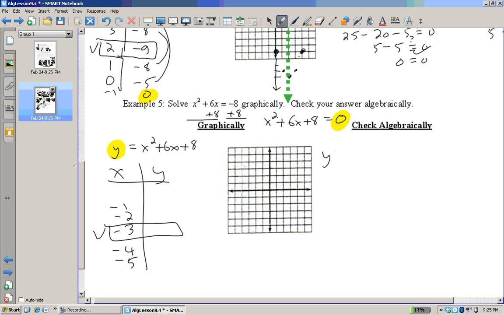Let's plug it in. Y equals x squared plus 6 times x plus 8. Let's plug in the negative 3 to begin with. Negative 3 times negative 3, again, we had to put these in parentheses, is positive 9. 6 times negative 3, negative 18. And we're just going to work this out. Let's plug in negative 2. Again, we're just going to work it out.